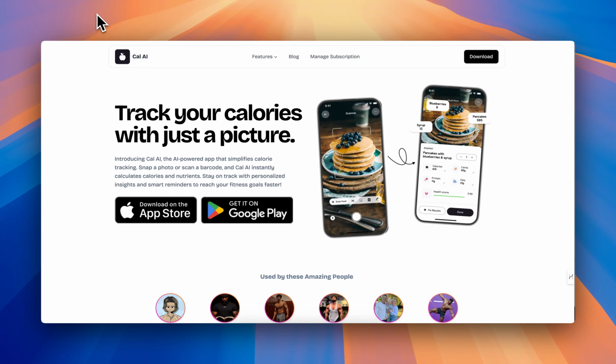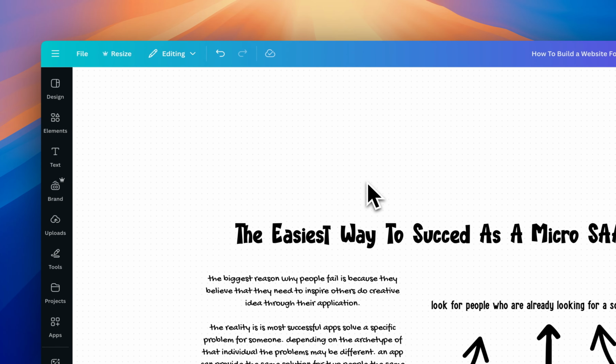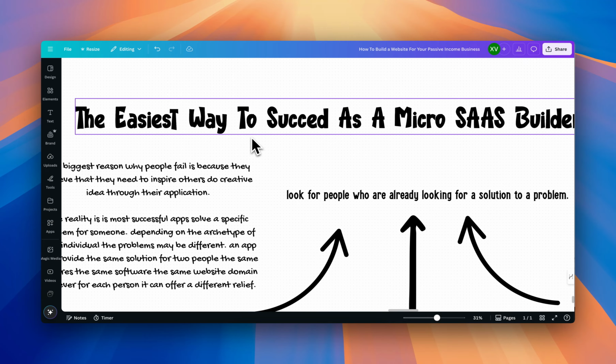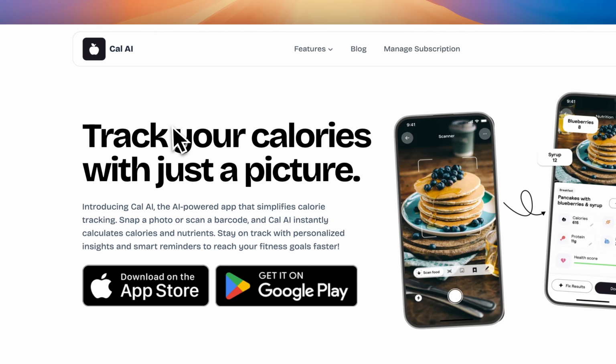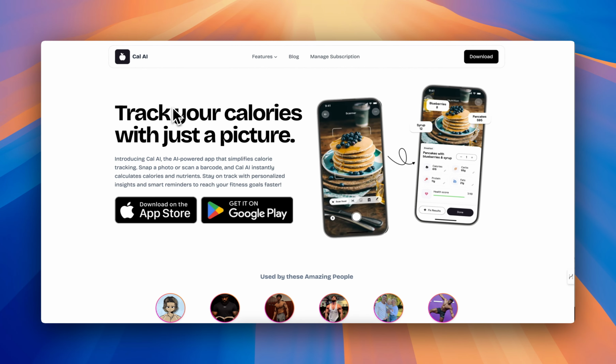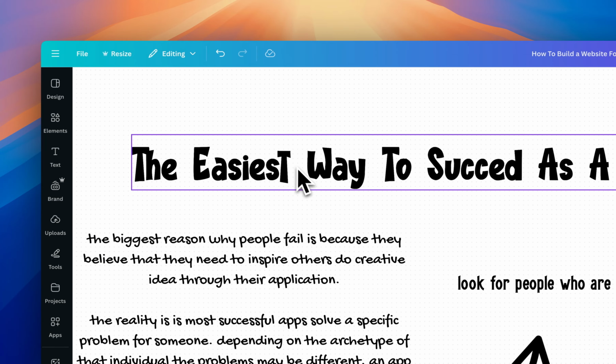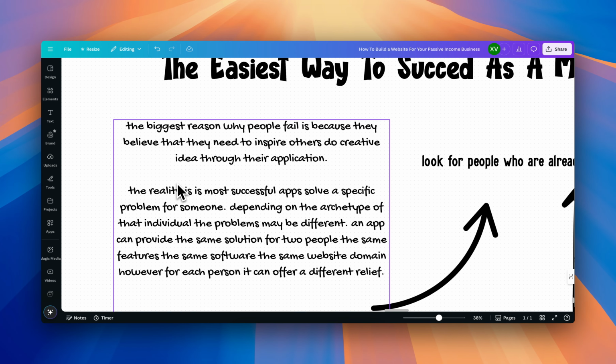Quite interesting, right? Today we're going to be talking about the easiest way to succeed as a micro SaaS app builder. I'm going to use Cal AI as a perfect example because I've talked about this in my SaaS psychology sales book. If you want to learn how to sell properly, you have to really understand your consumer. The biggest reason why people fail in SaaS, or micro SaaS in this case, is because they believe that they need to inspire others by creating this super creative idea never before seen.